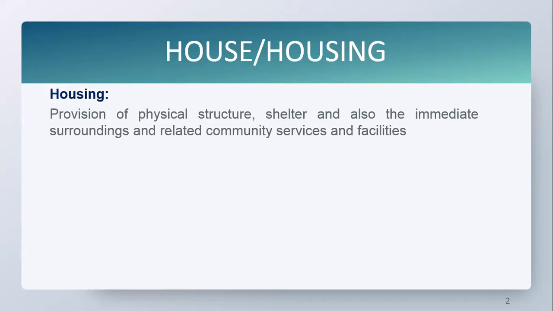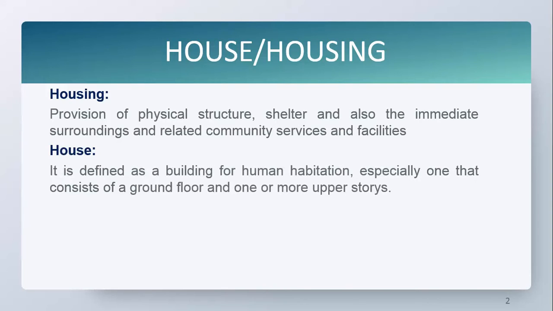What is housing? Housing is the provision of physical structure, shelter, and also the immediate surroundings and related community services and facilities. While the definition of a house is that it is a building for human habitation, especially one that consists of a ground floor and one or more upper stories. Housing is described as houses and flats considered collectively.